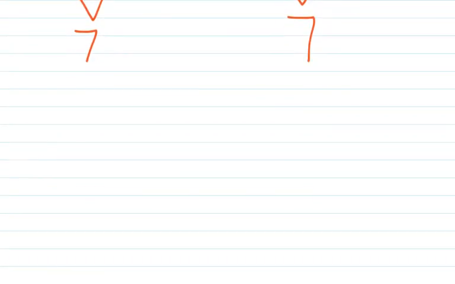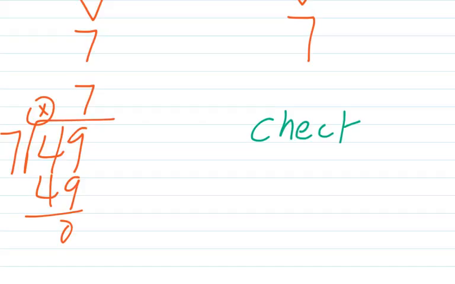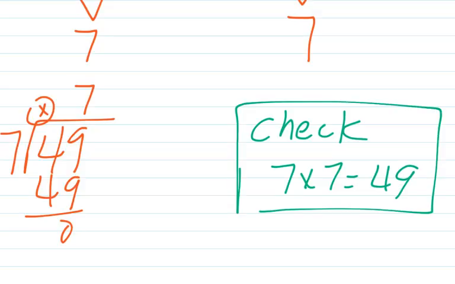So let's go through and divide. 49 divided by 7 is 7. 7 times 7 is 49, with 0 remaining. We check it. 7 times 7 is 49. So then we can say that b = 7.